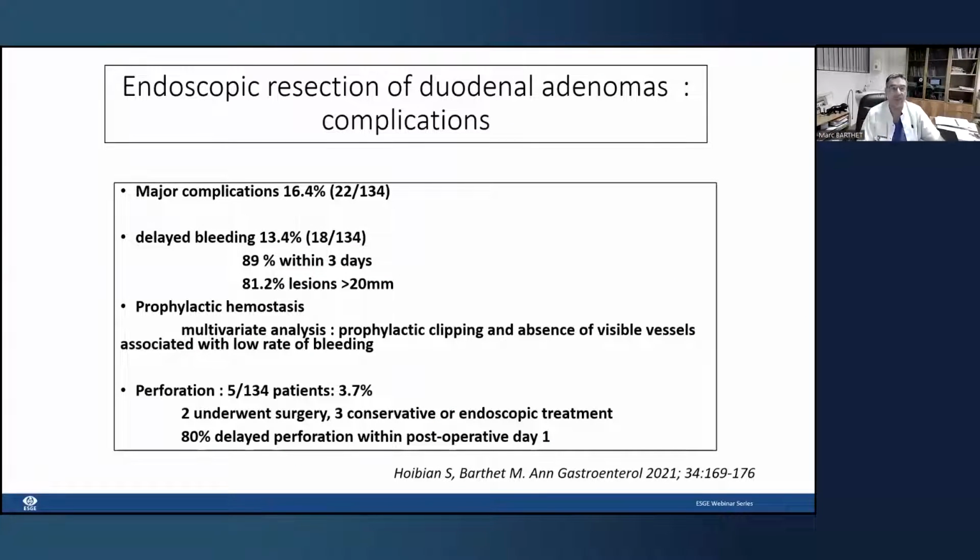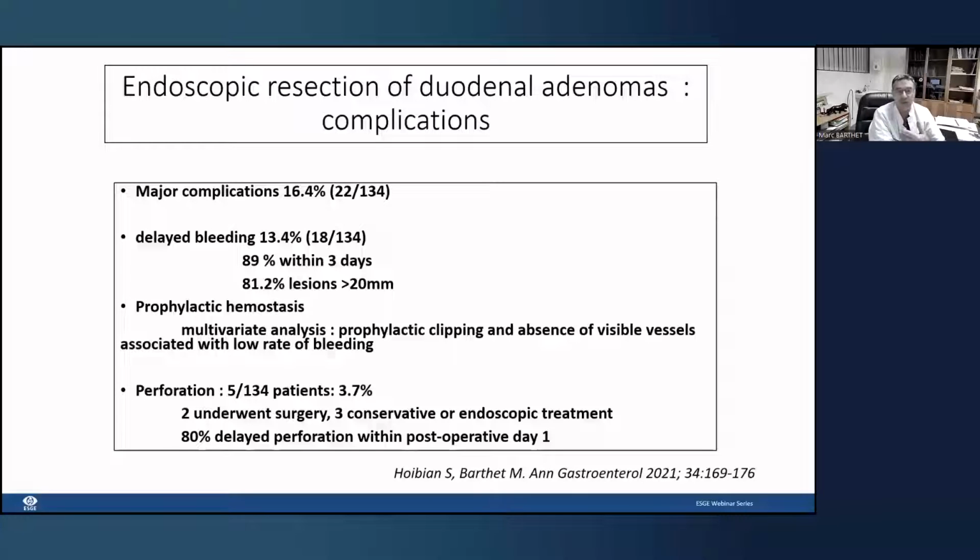Now about complications in our series, you see we had 16% major complications, meaning bleeding and perforation. But we had mostly bleeding. The rate is 13% of the cases, and it is very close to the rate presented by Andreas Probst, who got a 14% rate for delayed bleeding. And you see the bleeding occurs during the 3 days following the resection. So follow your patient, and I kept patients for at least 4 days following the mucosal resection.